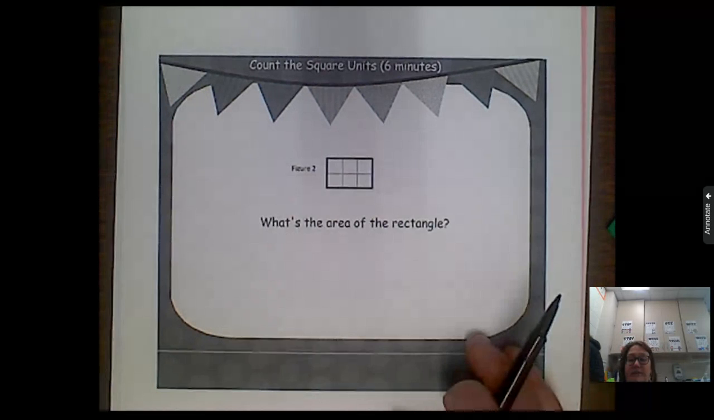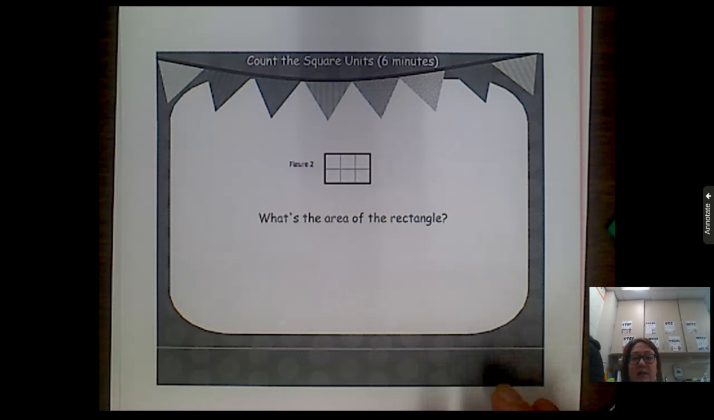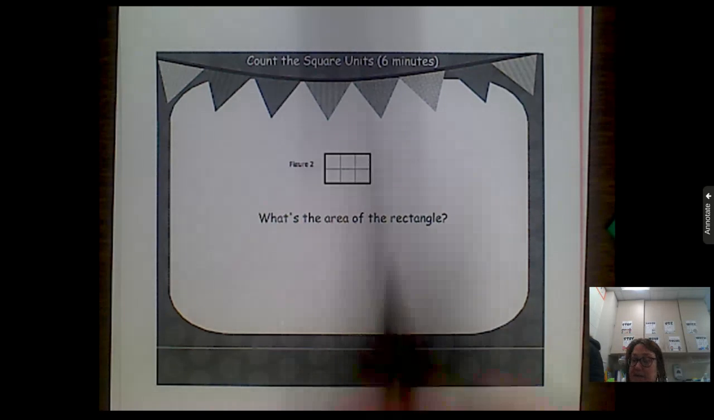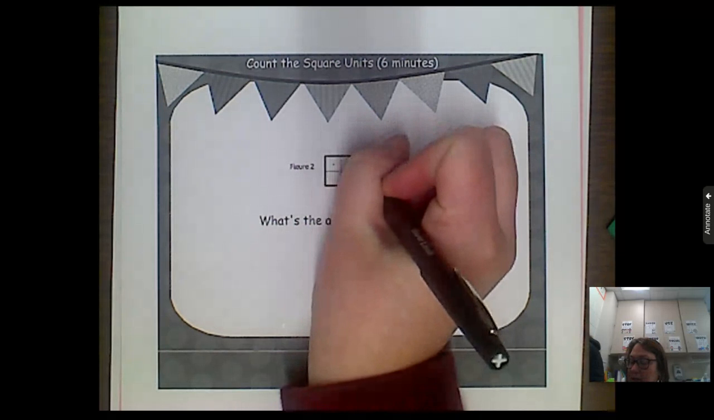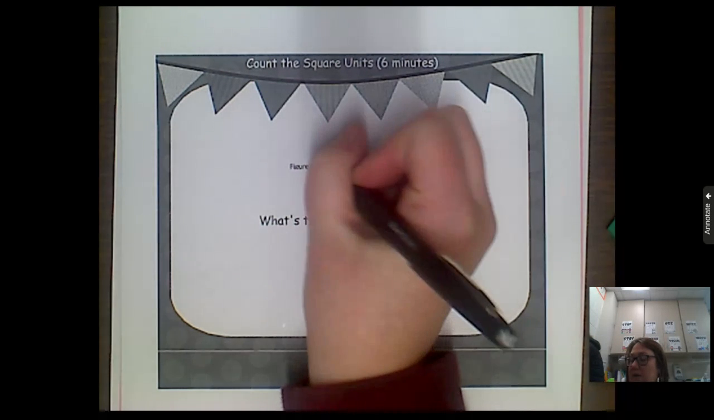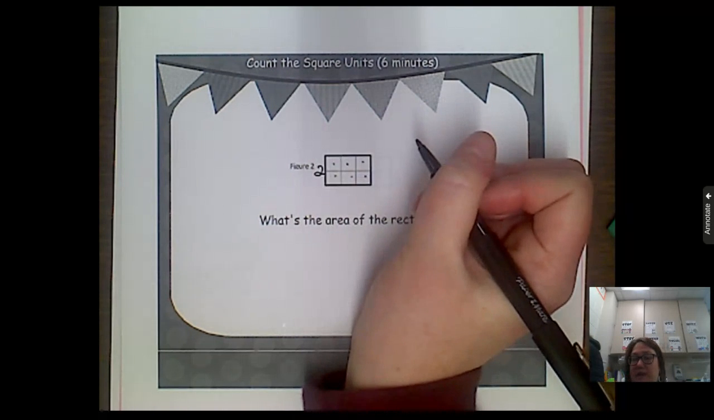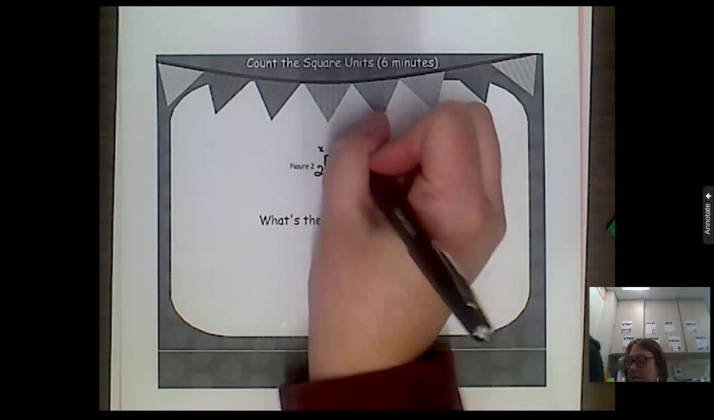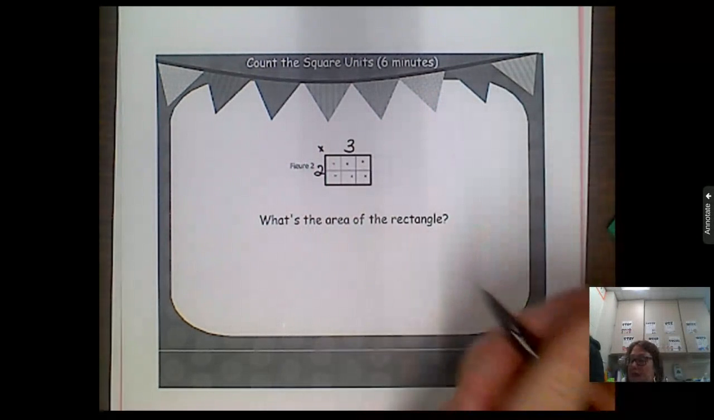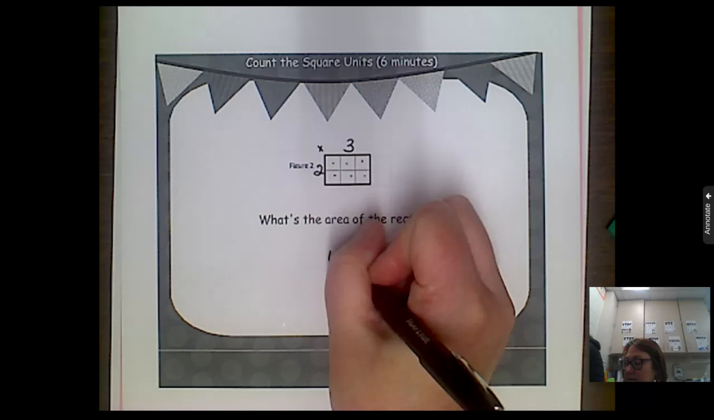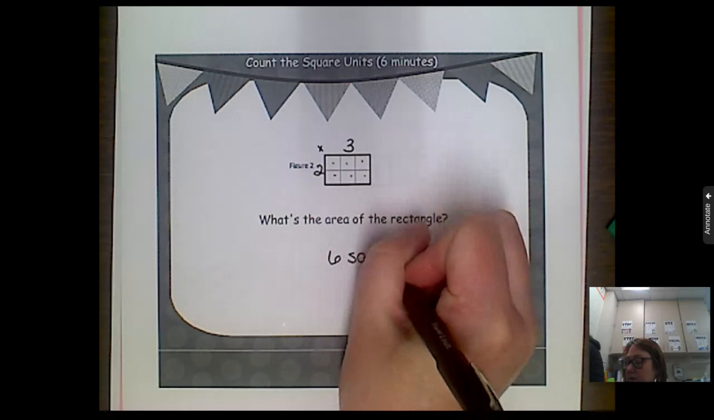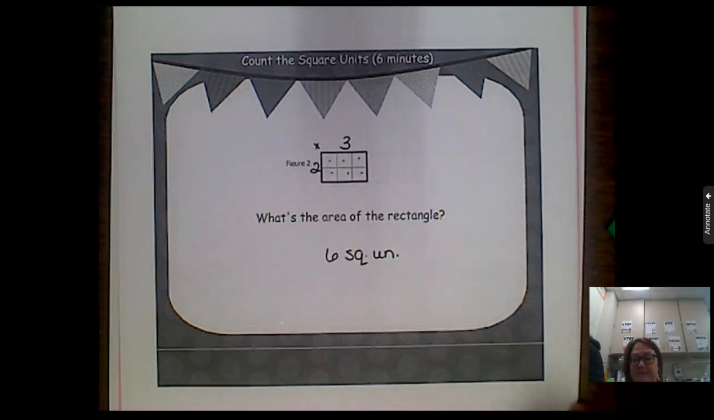What's the area of the rectangle? Pause the video if you need to, or just do it right now. What is the area of this rectangle? Again, we could simply count the tiles: 1, 2, 3, 4, 5, 6. We could measure the side lengths, right? There are 2 rows times 3 in each one. So the area would be 6 square units. What do you think? Pretty easy, right?